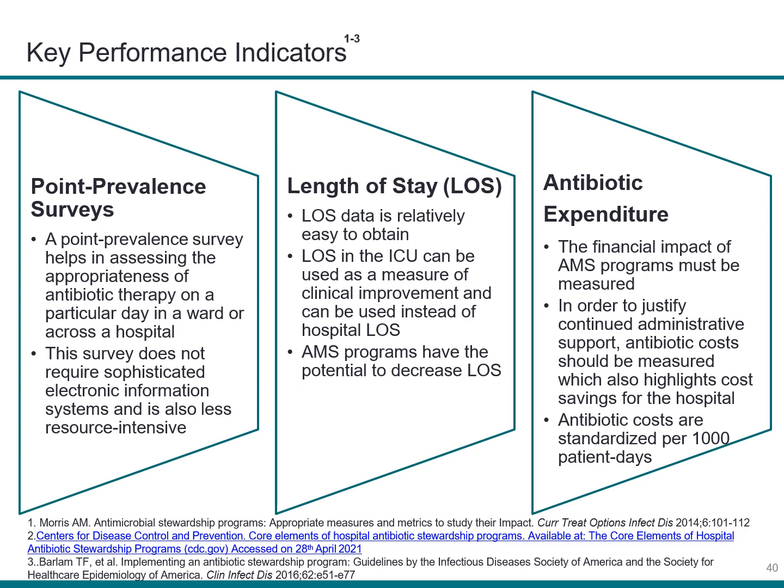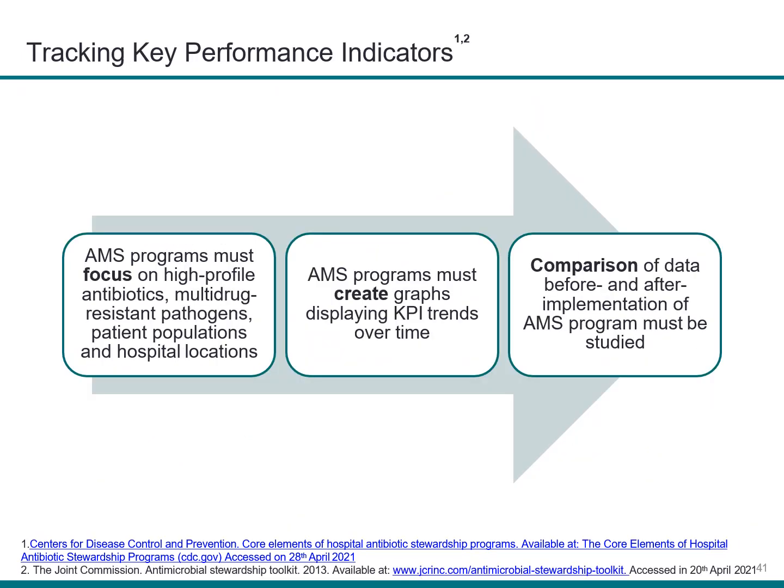Antibiotic expenditure is the financial impact of AMS programs and that must be measured. AMS programs must focus on high-profile antibiotics, multi-drug resistant organisms, patient populations, and hospital locations. It must create graphs and display the trends over time. Comparison both before and after implementation of the AMS program must be done.